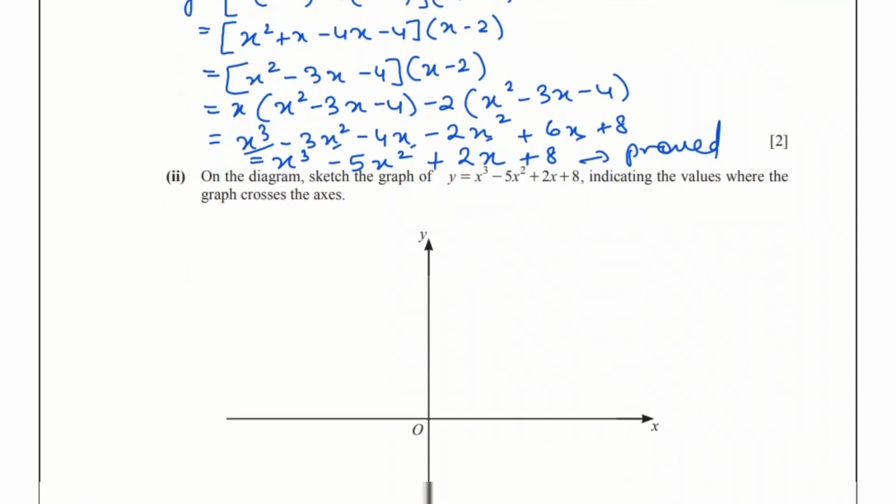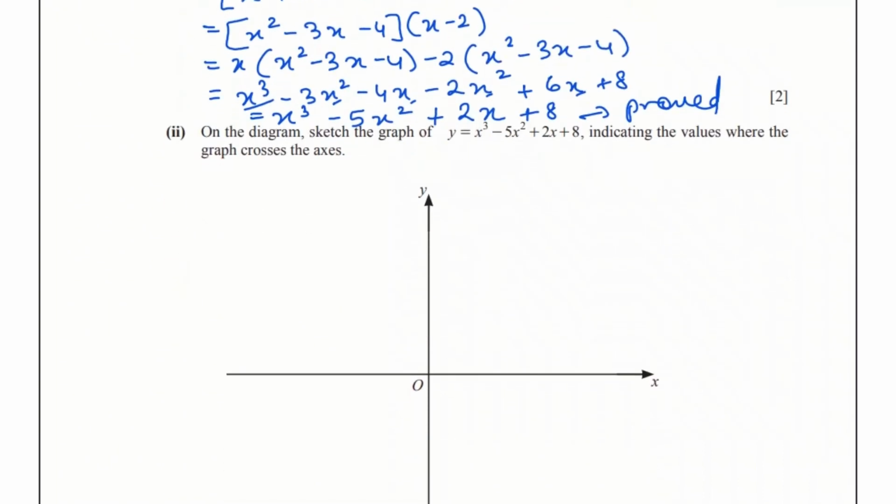Be careful with your x's. x's over here means the variable x. Okay, on the diagram, sketch the graph of y equals x cube minus 5x square plus 2x plus 8, indicating the values where the graph crosses the axis.